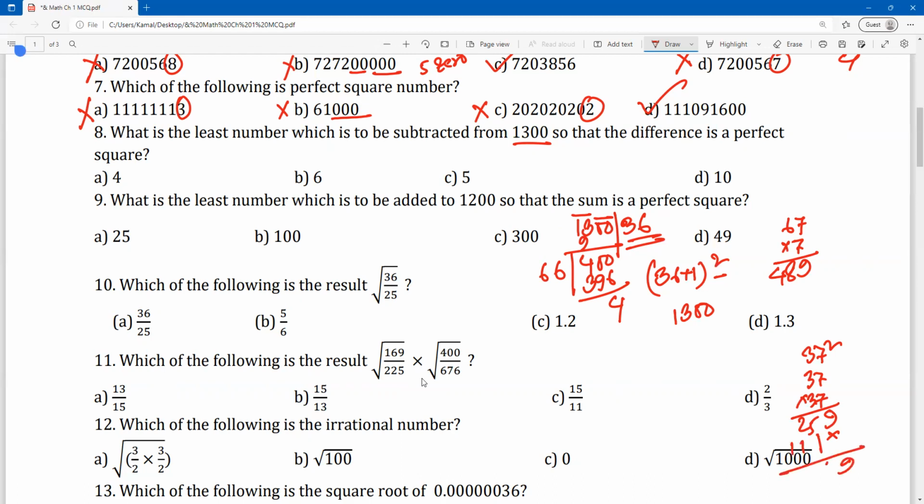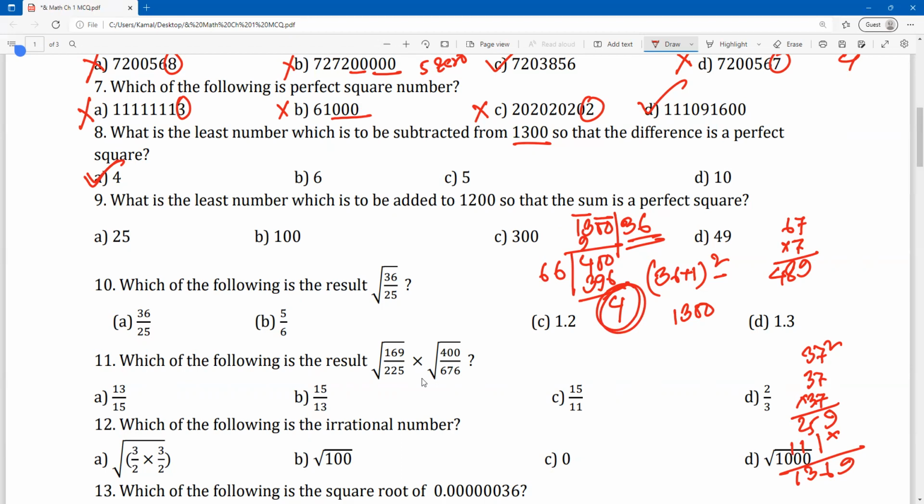So now this is 1, 3, 6, 9. So 1, 3, 6, 9 is given, and the number is 1300. Definitely the result will be, what is the least number which is to be subtracted? Oh, already this is done. In subtraction problems, the remainder is the answer. In addition problems, we have to add in the second step. But in subtraction, the remainder will be the answer.